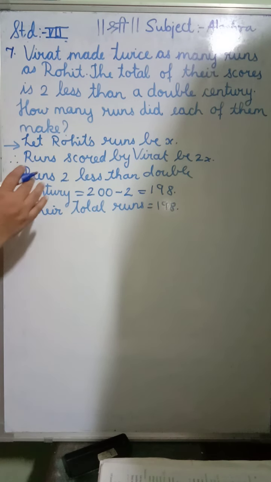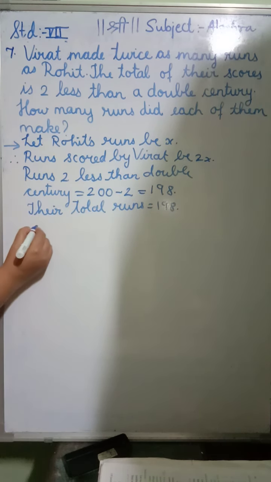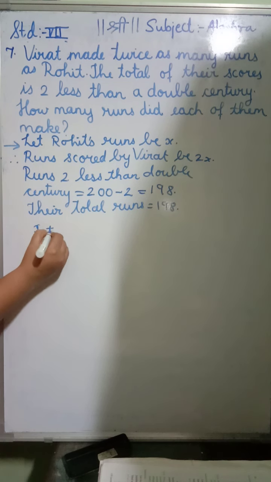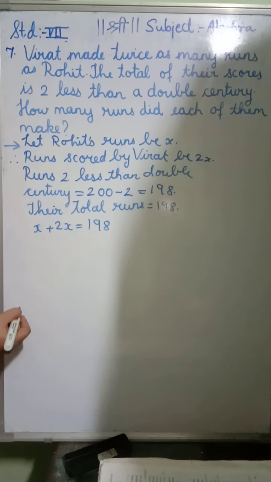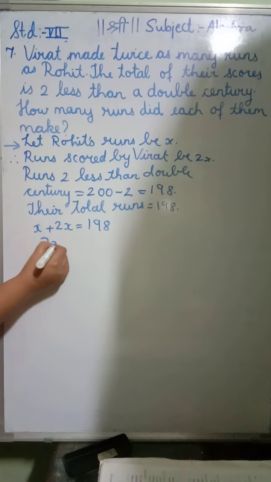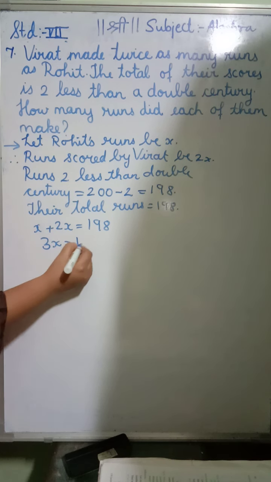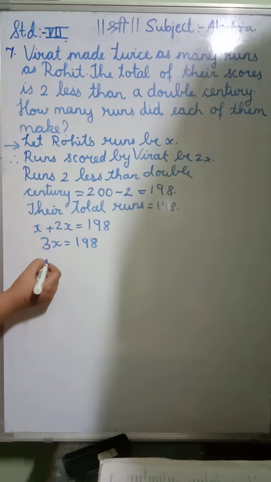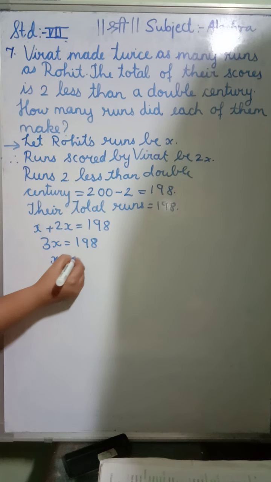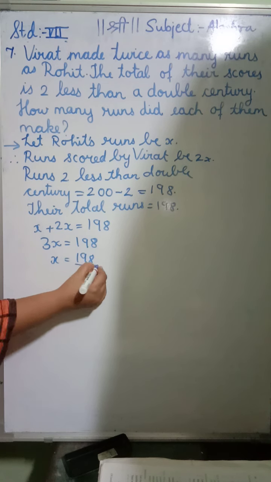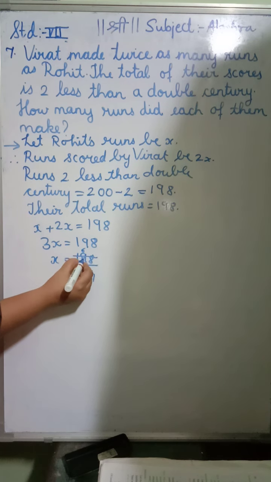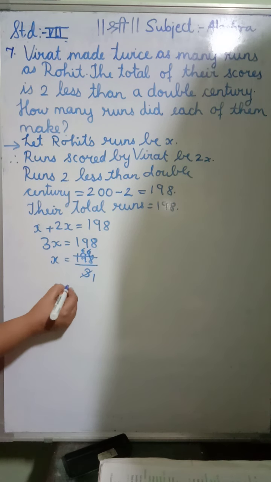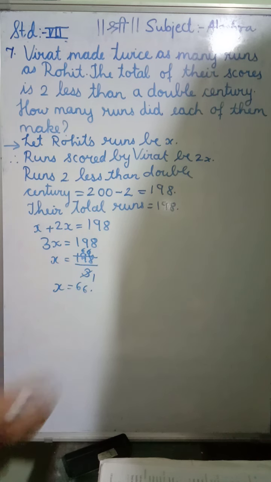Now both of them, na? So we will add X of Rohit and 2X of Virat, which will give us total 198. X plus 2X, 3X equals 198. X equals 198 upon 3. 3 ones are 3, 3 sixes are 18. 1 will go here. So again 3 sixes are 18. Therefore X equals 66.